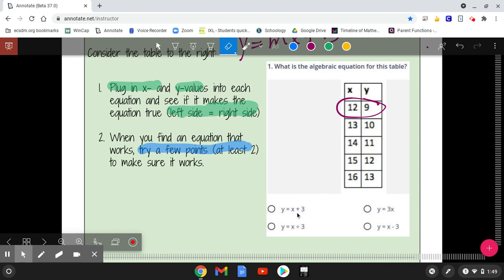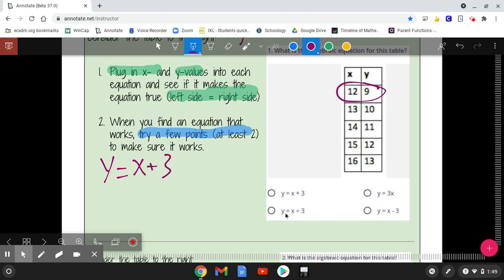We'll start with the first equation, just because it gives us somewhere to start. You can really start with any equation you'd like. So y equals x plus 3. We're going to replace x with 12 and y with 9. So what does that look like? 9 equals 12 plus 3. Notice I replaced y with 9 and x with 12.